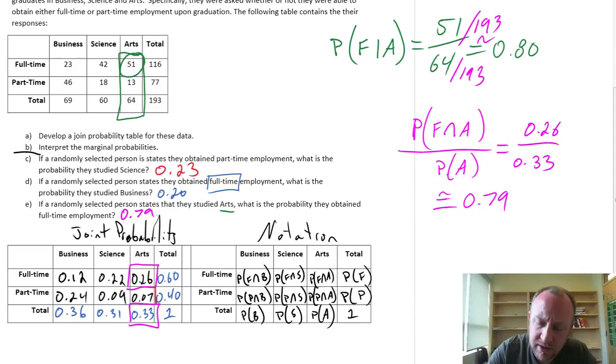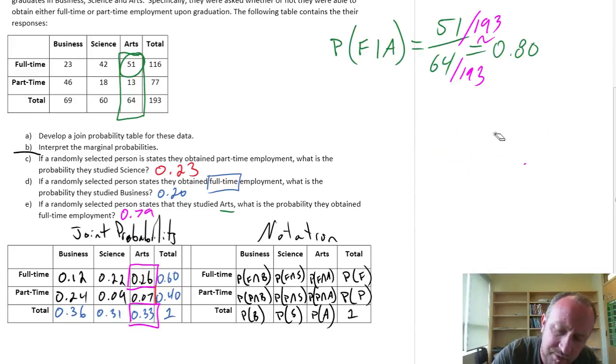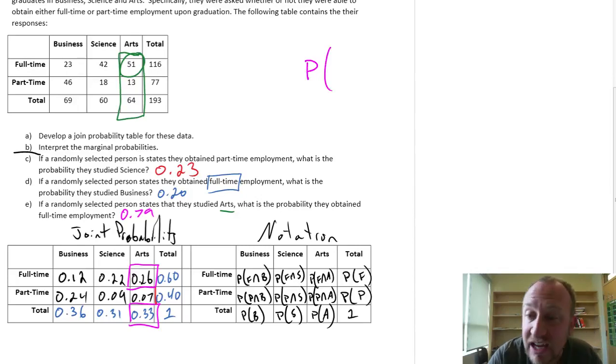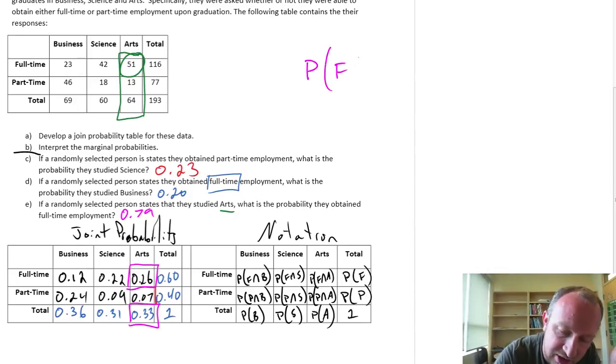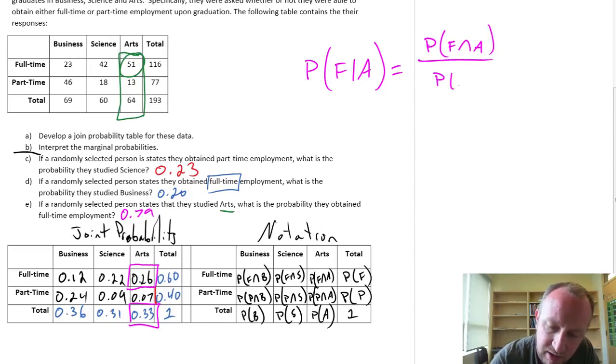Okay, so there's all of our conditional probabilities. Now I want to come back and discuss just a little bit this multiplication law. It's not part of the problem, so it's a little bit outside of the scope of the problems. But what we've just done, I think I've demonstrated this relationship. So let's say full-time, given that you studied arts. This is the one that we just did. This is the intersection of full-time and arts divided by the probability that you're in the arts.